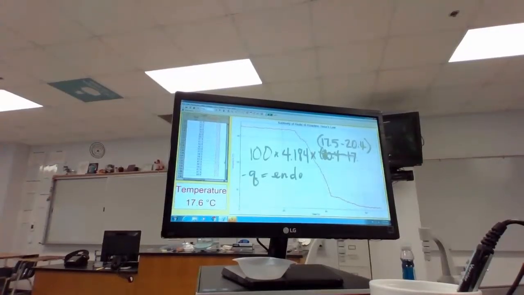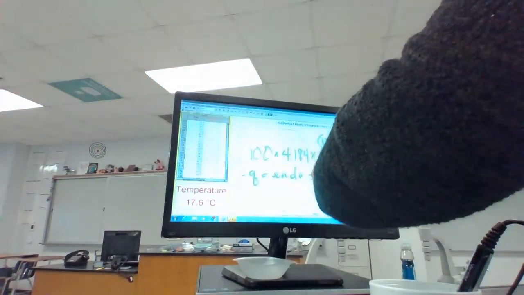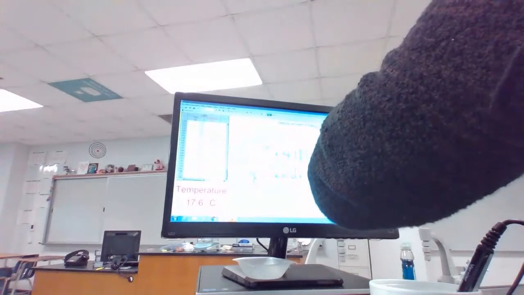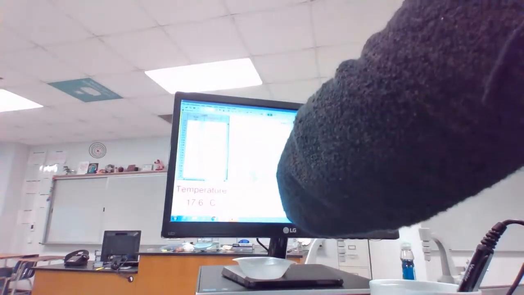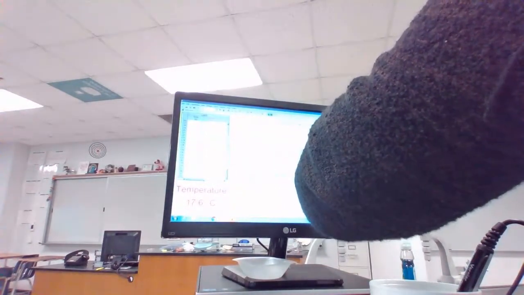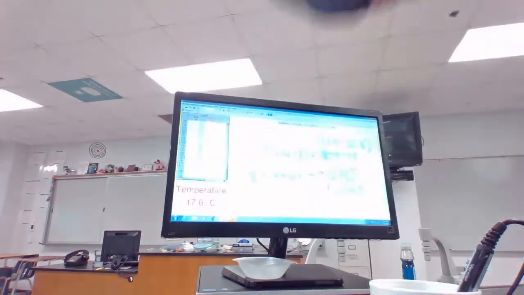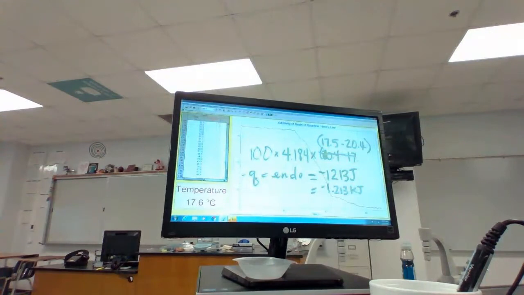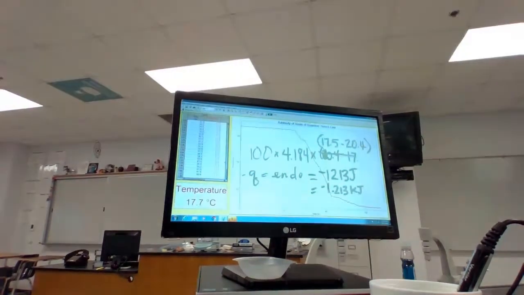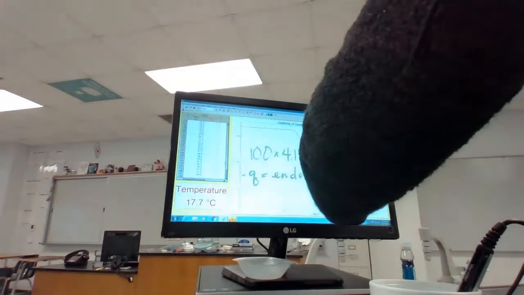Okay, so our calculations give us a total of negative 1,213 joules. And if we change that to kilojoules, that is going to be negative 1.213 kilojoules. So the last thing that we want to do is divide it by the number of moles of ammonium nitrate that we used. That part is going to have to be the next calculation.